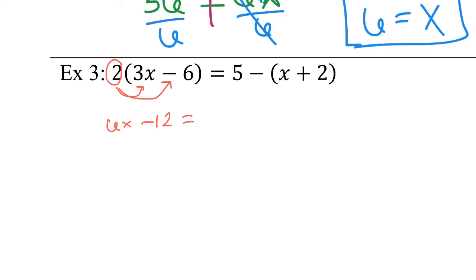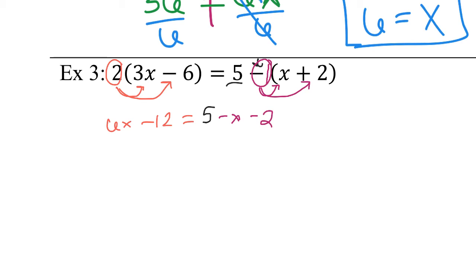Now on the right, you have to be careful. This 5 is not being distributed. There's a minus in the middle of the 5 and the parenthesis, so the 5 is going to be dropped. What gets distributed is this little negative 1 out here in the front that we don't actually write. So negative 1 times x makes negative x, negative 1 times 2 makes negative 2.